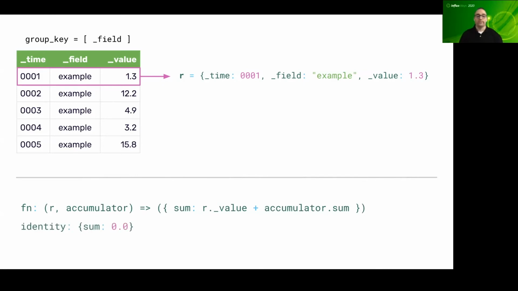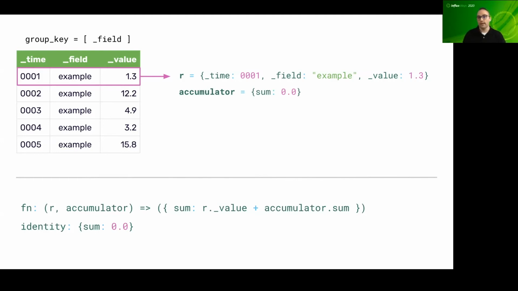And then I would define the identity as sum is 0. Now the important thing to point out here is that the output record of the fn function must match the structure of the identity and the accumulator, because that record gets passed into the next row iteration as the accumulator. So those records have to match in structure. So for this first row iteration, because there's no previous iteration, my accumulator is equal to my identity.